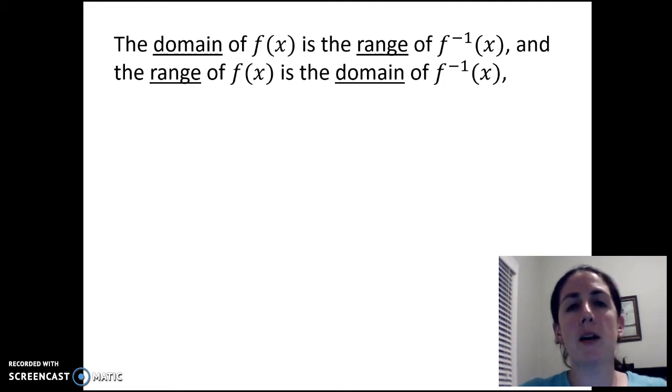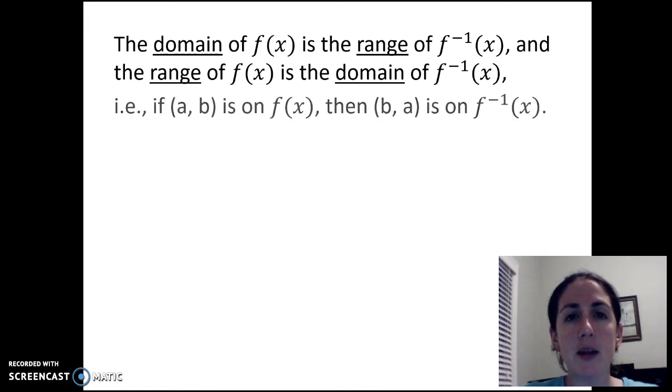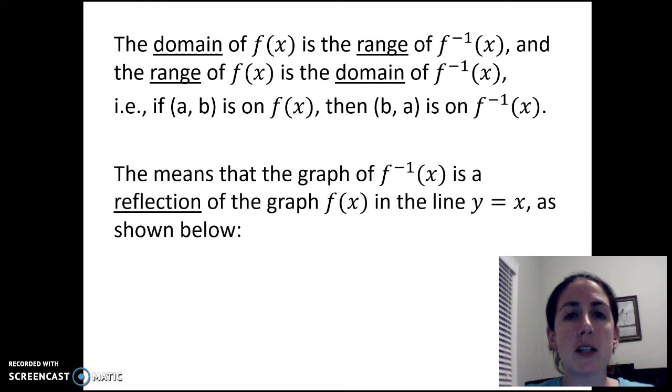So the way to think about it, if you had an ordered pair a comma b on f, switch that, then b comma a would be on f inverse. What that means even further is that f and f inverse are just a reflection of one another over the line x equals y, or y equals x.